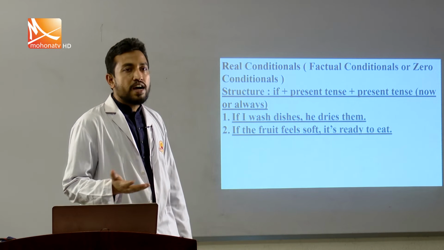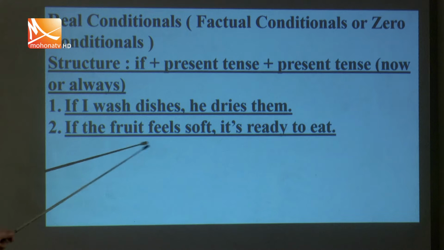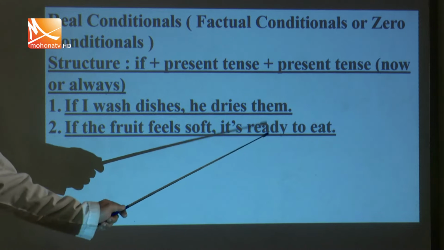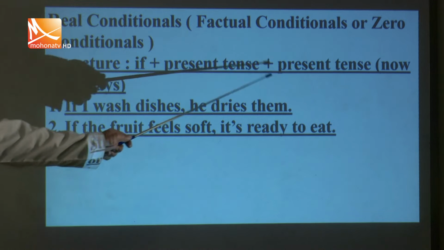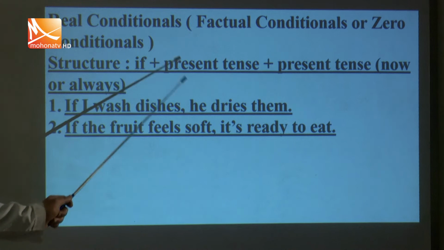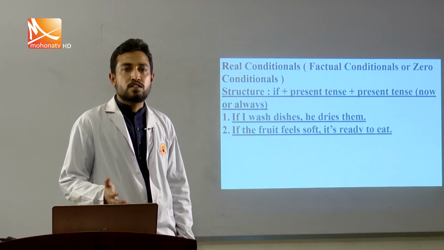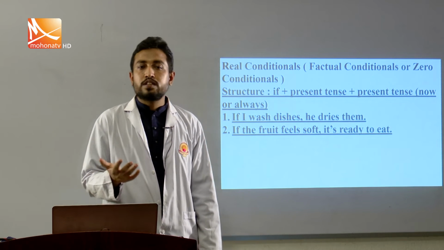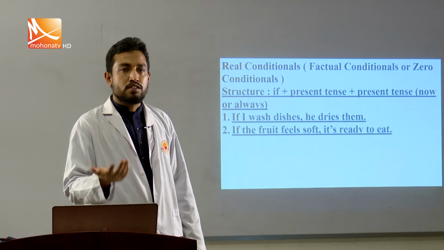If I invite him, he attends. This is a natural process. If the fruit feels soft, it's ready to eat. So this is natural, always like this. Okay. So present plus present, not future. We will also have a structure like present plus future, but here the difference is present plus present, always zero conditional like this. There are some other examples I am going to give you which are not written here. Just listen and try to understand.